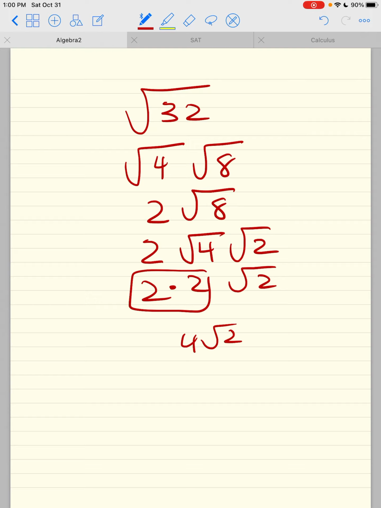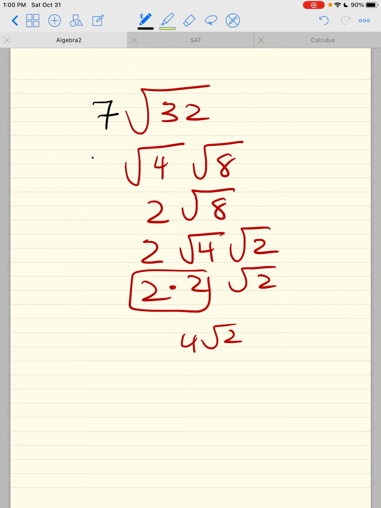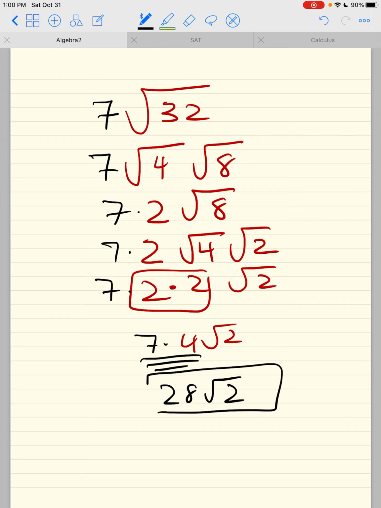I should mention, let's pretend there was a 7 in front of here. You bring this 7 along. So the 7 will be multiplied by all of this. You got to multiply the numbers. So that would be square root of 28 square root of 2.